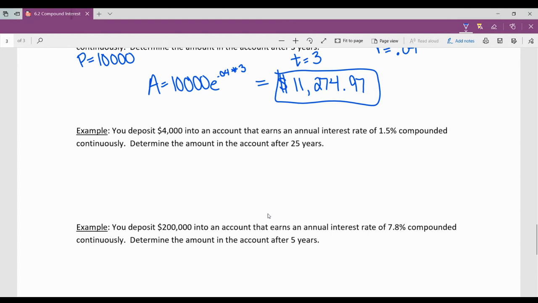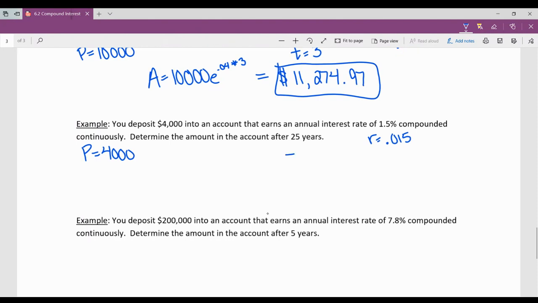So let's try the next one. You deposit $4,000 into an account, so that's my principal, $4,000 is what I start out with. And then my annual interest rate, so R equals, move that decimal point left to 0.015. Determine the amount after T equals 25 years. So we go ahead and fill that in. A equals P, which is 4,000, E, which is going to be a button on our calculator, raised to the R, 0.015 times 25. So we're going to go ahead and do that first.